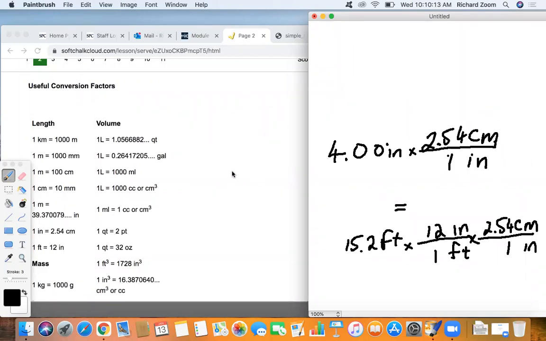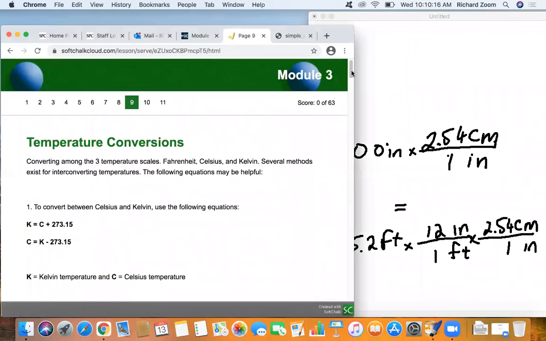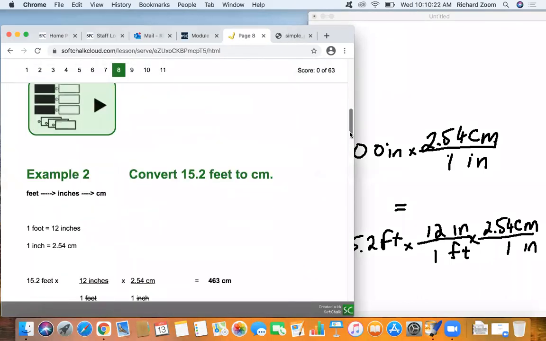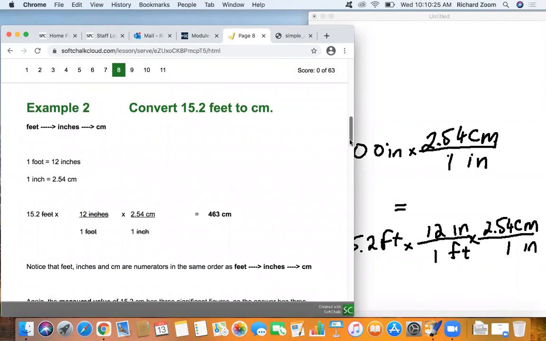After I've done the math on that, I'm going to come up with 463 centimeters. The 12 and the 1, the 2.54 and the 1 have infinite significant figures. So the answer is going to be based upon the number of significant figures I start with. And 99% of the time, that's how it's going to be for you as well. You really only have to look at the number you're starting with in order to determine how many significant figures you're going to have at the end. Does anybody have any questions?